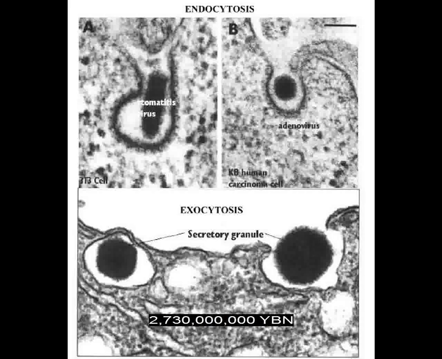Endo and exocytosis evolve. Cells can now eat other cells. Endocytosis is a process of cellular ingestion by which the plasma membrane folds inward to bring substances into the cell. Exocytosis is a process of cellular secretion or excretion in which substances contained in vesicles are released from the cell by fusion of the vesicle membrane with the outer cell membrane.